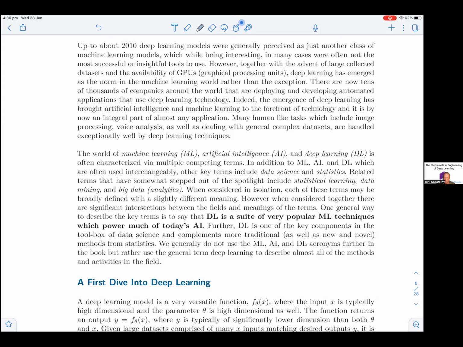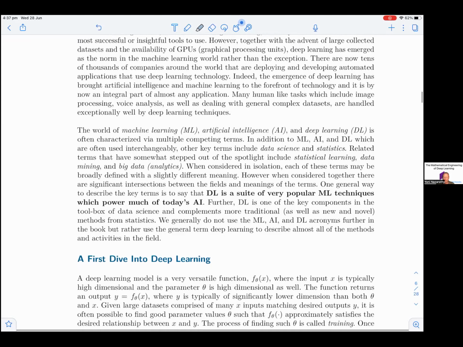There are now tens of thousands of companies around the world that are deploying and developing automated applications that use deep learning technology. Indeed, the emergence of deep learning has brought artificial intelligence and machine learning to the forefront of technology, and it is by now an integral part of almost any application. Many human-like tasks, which include image processing, voice analysis, as well as dealing with general complex datasets, are handled exceptionally well by deep learning techniques.